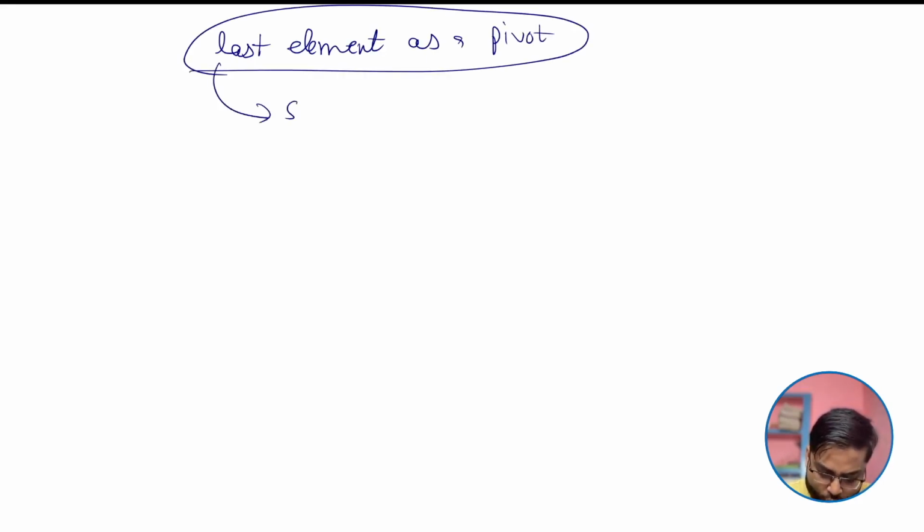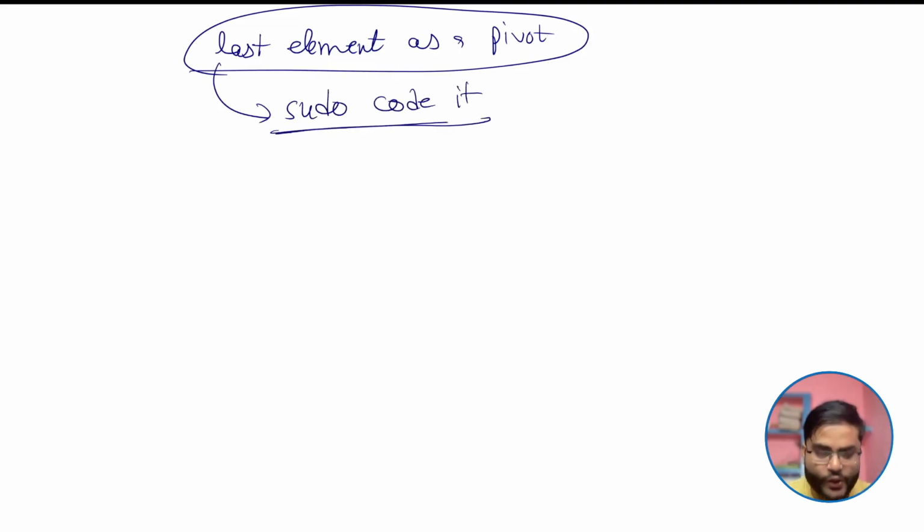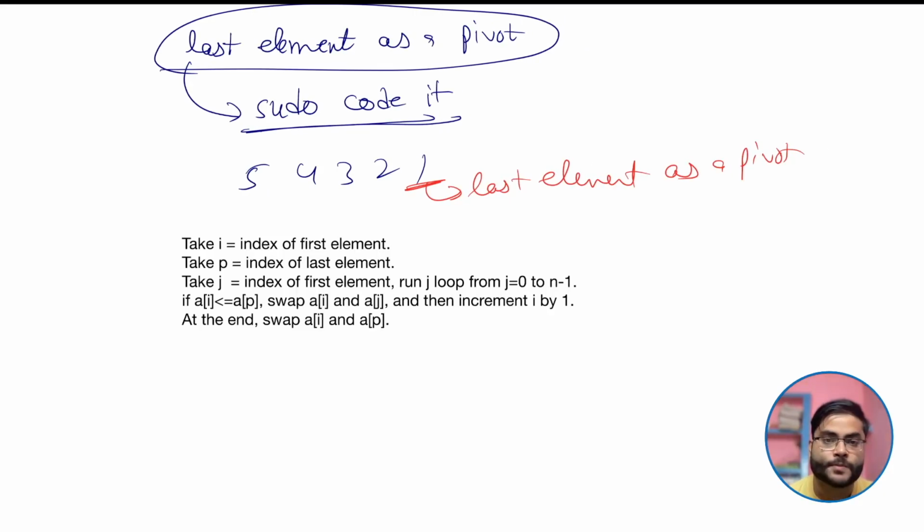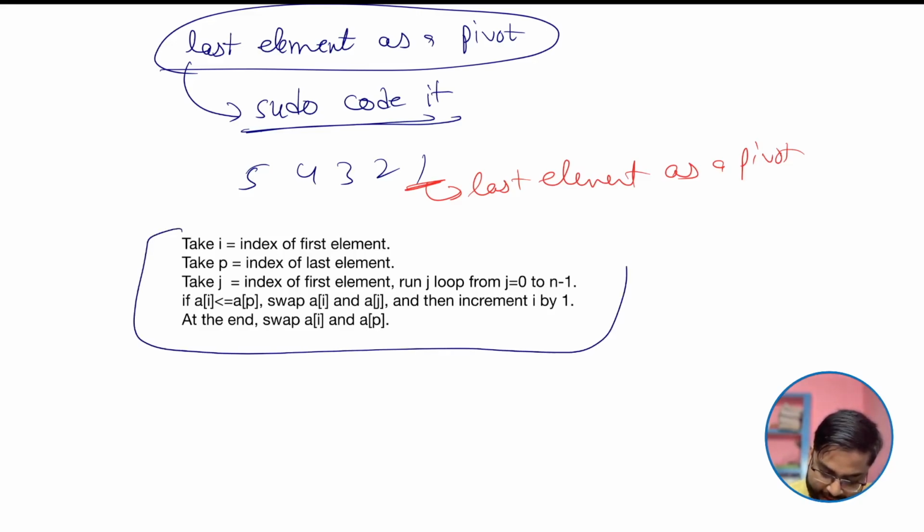I am writing a pseudocode for it. Okay, and you will code it, right? So if you select, let's say 5 4 3 2 1, what will happen if you select last element as a pivot? Okay, so this is our pseudocode for when I'm selecting last element as the pivot.